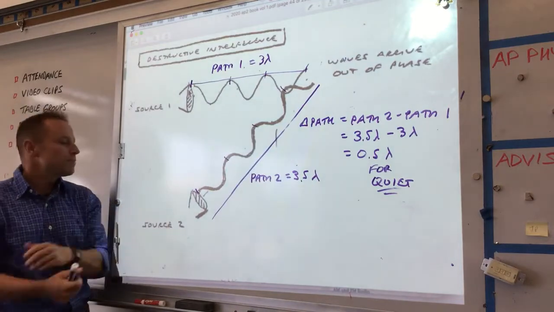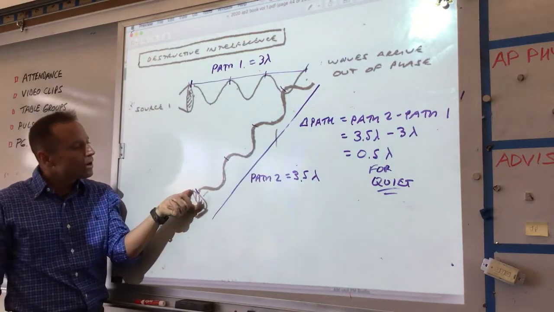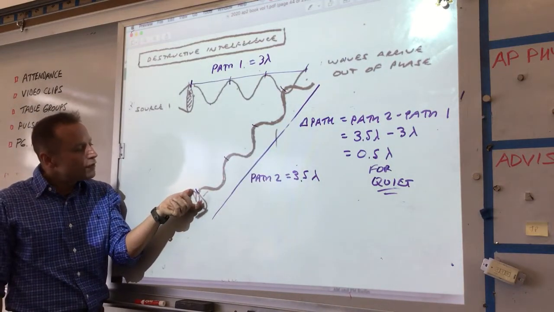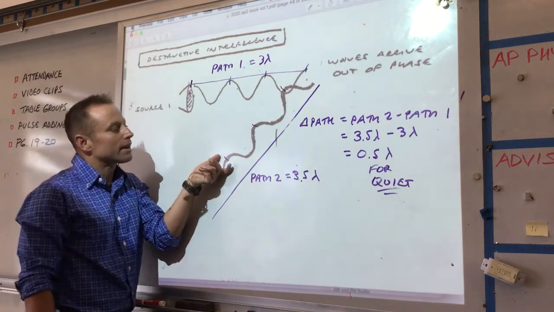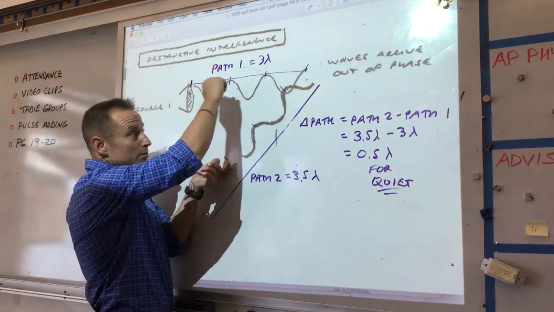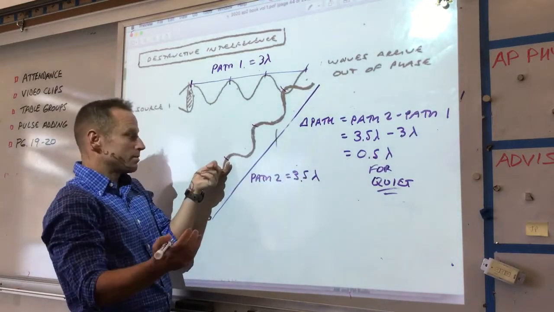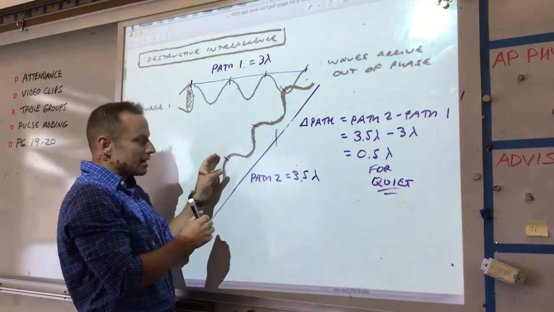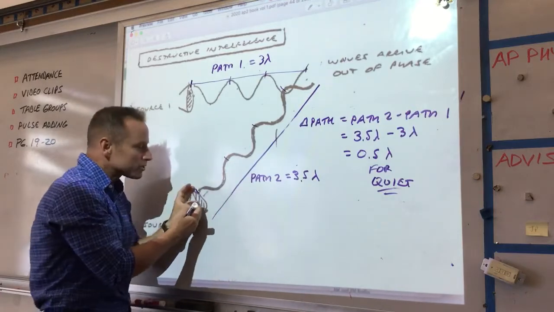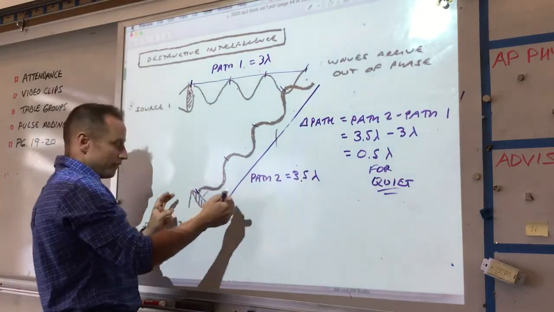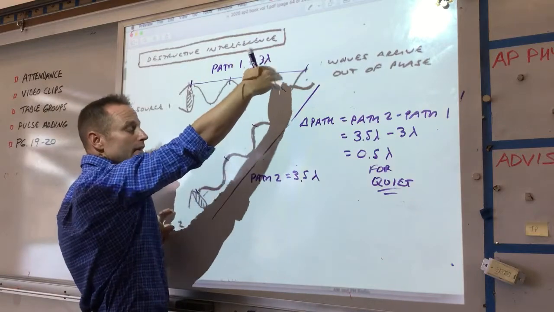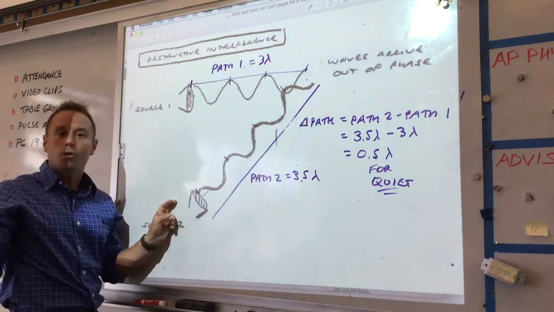Now, just like we did before, you might imagine that if I moved this up exactly a wavelength, then this would be 2.5 and that would be 3. The difference would still be half a wavelength. So it's still going to be quiet. So if I moved this up exactly a wavelength, it'd be dead quiet. I can also go back so that this would be 4.5 and that would be 3. Then the difference is 1.5. That's also going to be quiet.